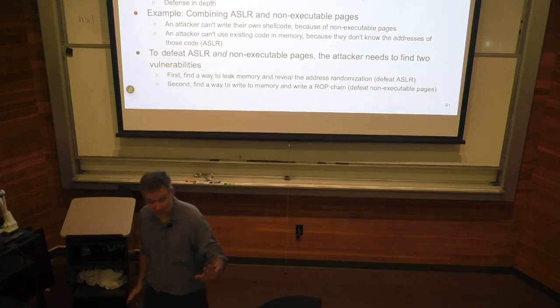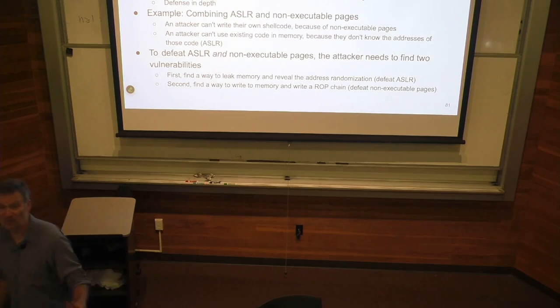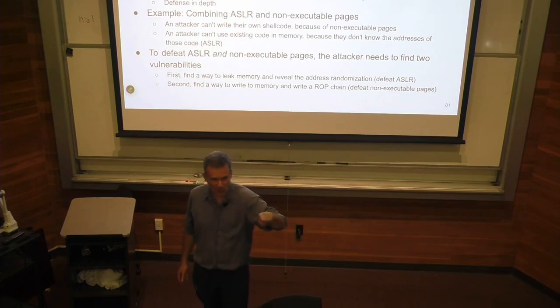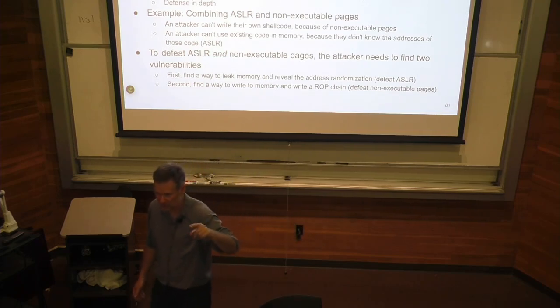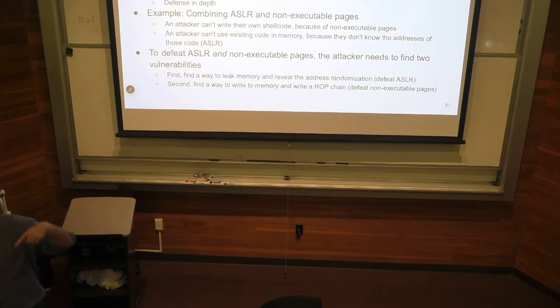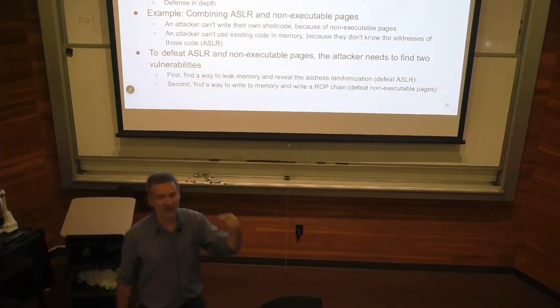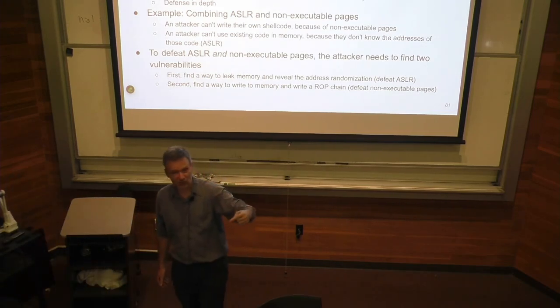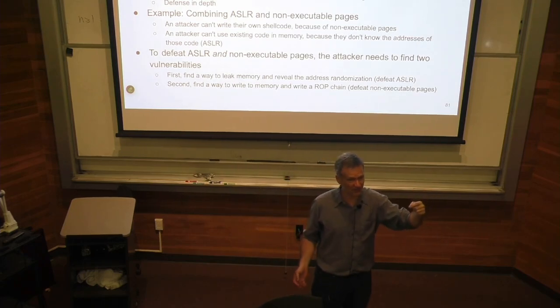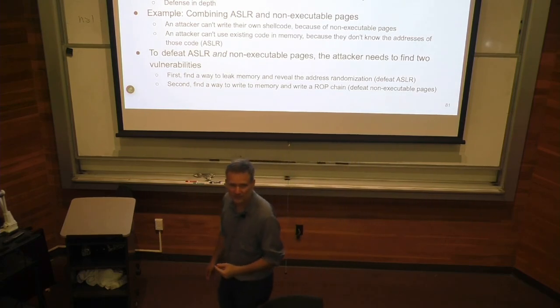Can you still beat the combination? It's still possible, but it takes more work. Usually it requires two vulnerabilities. One is an information disclosure to leak memory and leak the value of pointers, some addresses in memory, so that the attacker can figure out what the addresses are despite the address randomization. And then one more to overwrite return instructions and write a ROP chain on the stack and do a ROP attack.